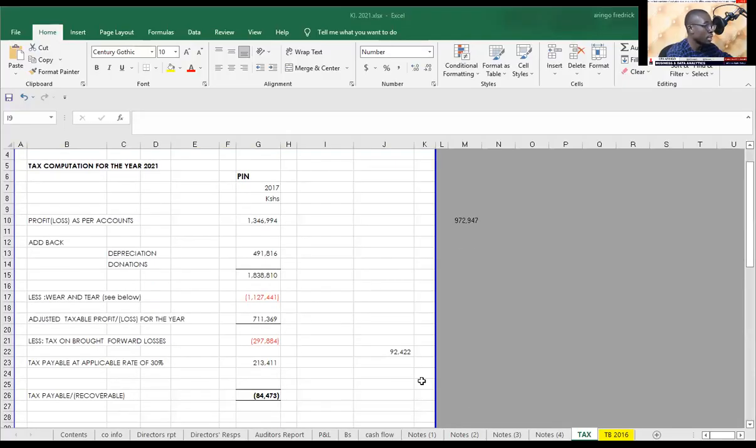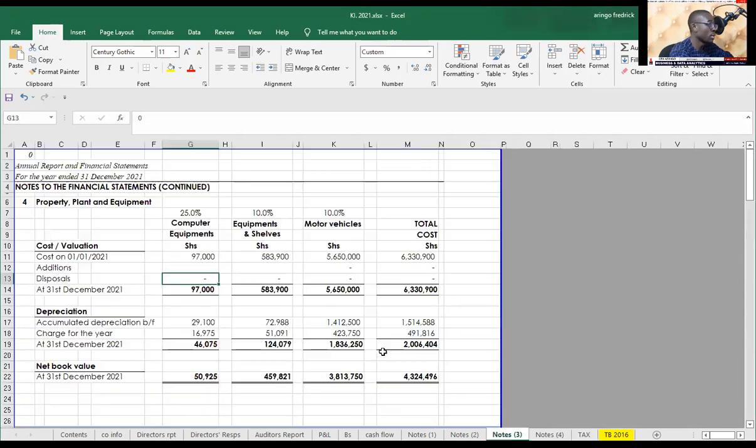You'll find that at this point, anytime you're preparing your draft, as probably you are preparing your management accounts, these are what you'll be having. When it comes to wear and tear allowance, of course, you'll be having this bit here. We know this one is 25%. So basically, you'll be having this component.